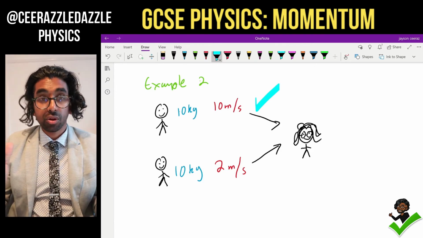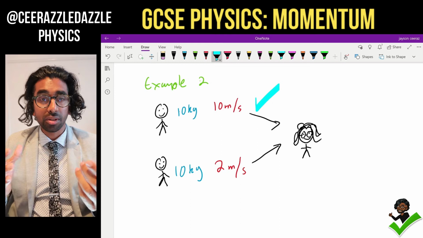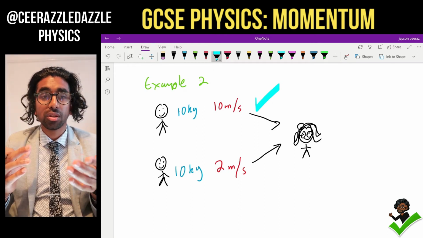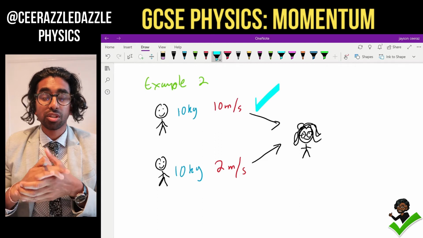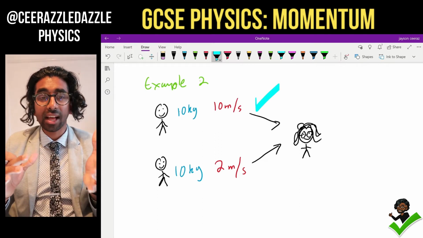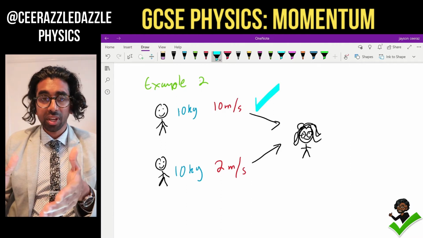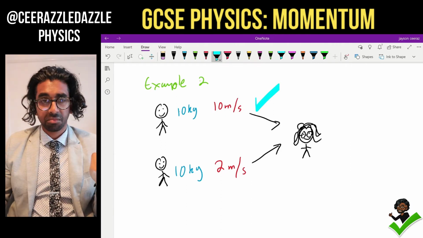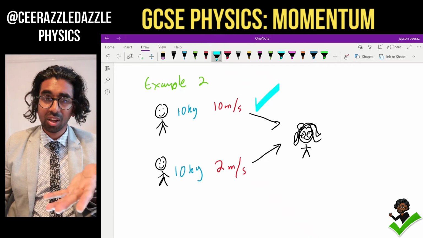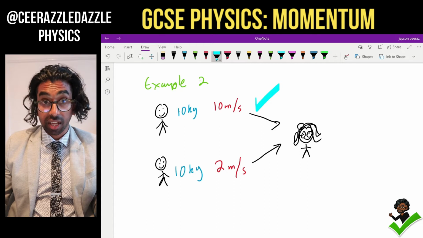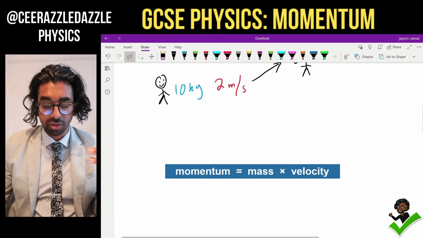So that leads us on to the definition of momentum. Momentum is simply a measure of how difficult it is to stop a moving object. If it's really difficult, it has a high momentum. And if it's really easy to stop, it has a low momentum. Simple science. Okay, let's scroll down to look at an actual mathematical formula for this unit.